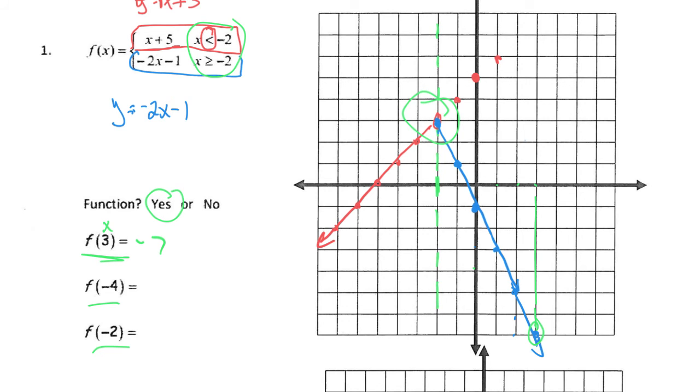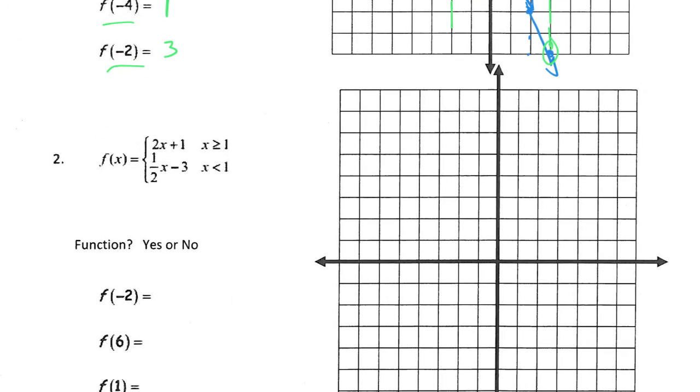F of negative 4, so you go left 4, 1, 2, 3, 4, and then go to the function, and that would be the function's value. So that would be up 1, so positive 1. Then f of negative 2, go left 2, that's the boundary line, right? So the boundary line gives us the blue function, which either way it's the same thing, so its function's value would be 3. Okay, so that's the idea. You graph both pieces on whichever side of the boundary it tells you to be on.